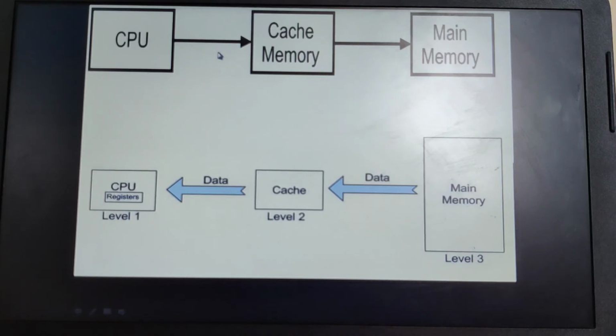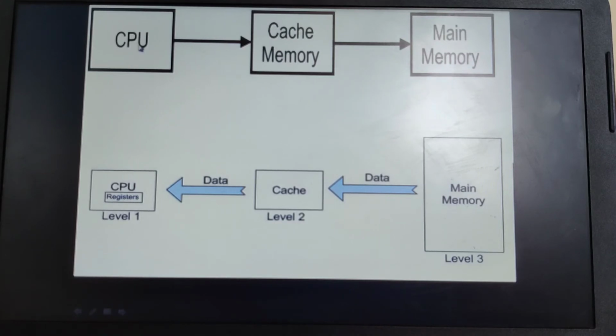After the register, the next fastest memory is the cache memory itself. Whatever data or instructions are needed for the processing will be stored in the cache memory. It keeps the instructions always ready, and it transfers the data at a very high speed. So because of the cache memory, the speed of processing increases.